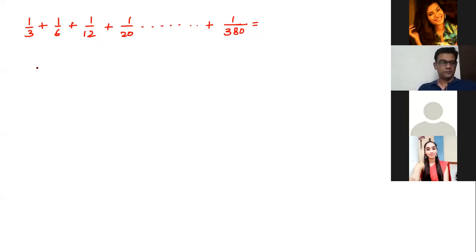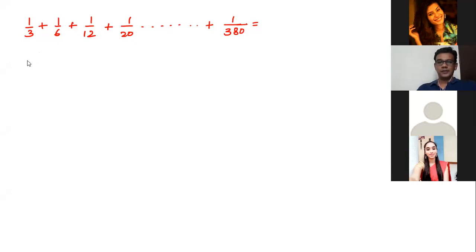If you guys want to try, if you get the answer, type in the answer. If you do not get the answer or you do not know how to solve this, then type in "don't know". Your typing in "don't know" will make me understand that you are confused on how to solve this.